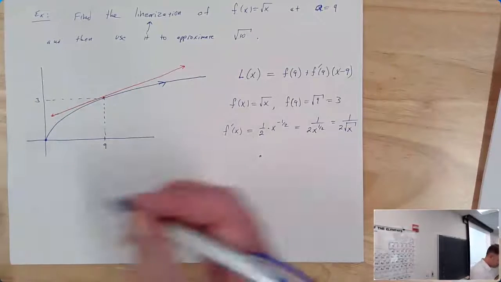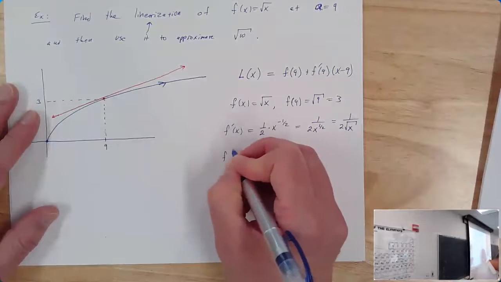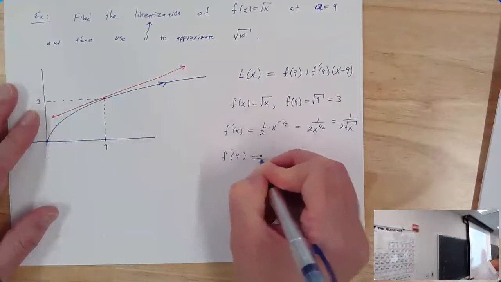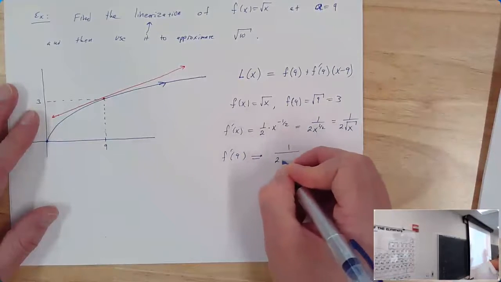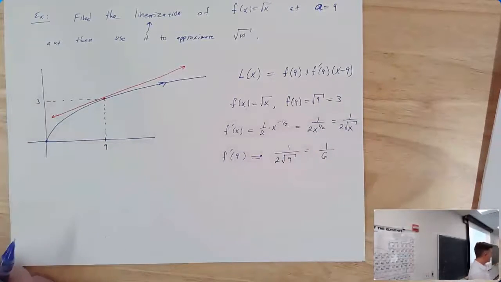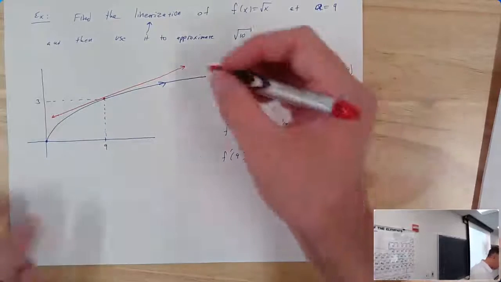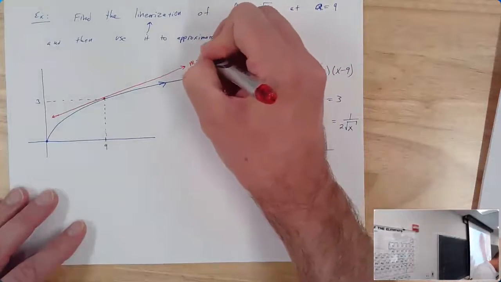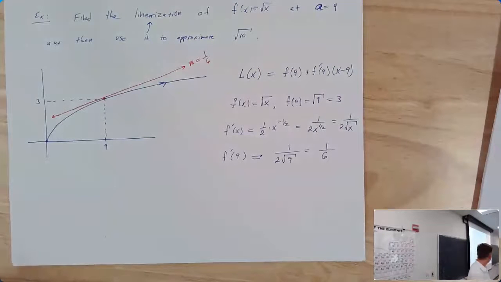So if I want to find f prime of 9, f prime of 9 is going to be 1/2 times the square root of 9, which is 1/2 times 3. So that's the slope of this line. This line has a slope of 1/6. We're not quite done with the first part. We still have to write the equation of the tangent line.